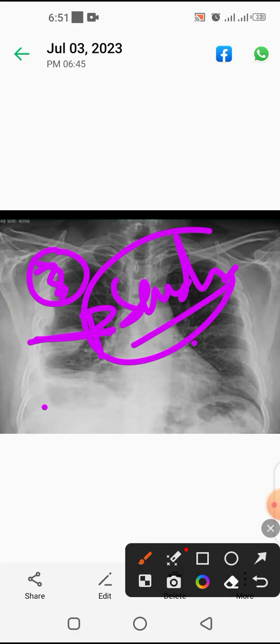So these are the close three differentials: opacity with effusion. So CA lung, second is pulmonary embolism, and the third is this one, the transudative effusion, fluid collection in the space. Well, the fourth differential can be lymphangitis carcinomatosa. That's again a malignancy, that is a lymphatic spread of malignancy.